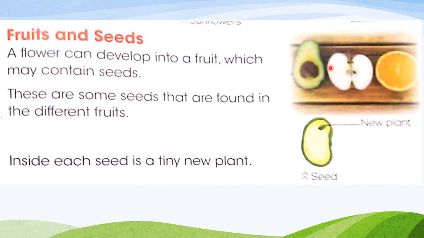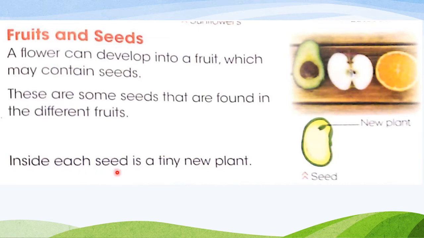Okay, let's know about the function of a flower. A flower can develop into a fruit, which may contain seeds. A flower becomes a fruit, and inside it are small seeds. These are some seeds that are found in the different fruits.